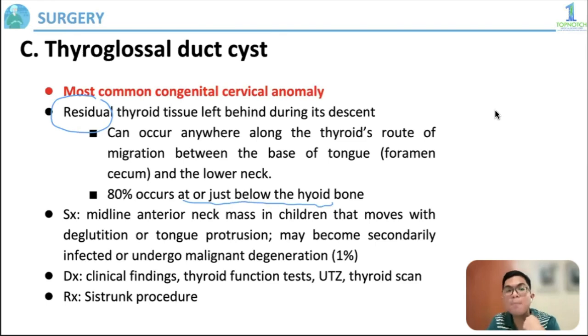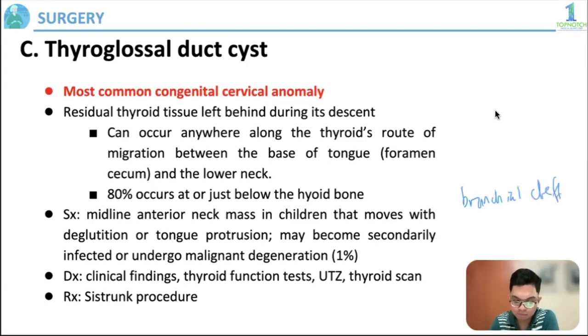So in terms of symptoms, it's a midline anterior neck mass. So midline, so sa gitna siya. Compare that to your branchial cleft cysts, which are usually more lateral, di ba? So thyroglossal duct cyst is more midline, and your branchial cleft cysts are more lateral. Okay, branchial cleft cysts. So they also move during deglutition or tongue protrusion. So since it's a thyroid tissue, it moves when you swallow. And since the thyroid previously connected siya sa tongue, it moves also when you move the tongue. Okay? And it may undergo secondary infection.